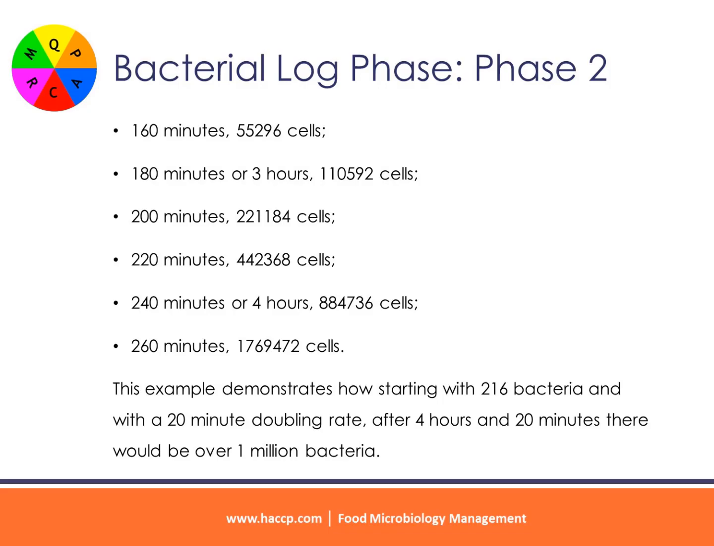1,769,472 cells. This example demonstrates how starting with 216 bacteria and with a 20-minute doubling rate, after 4 hours and 20 minutes there would be over 1 million bacteria.